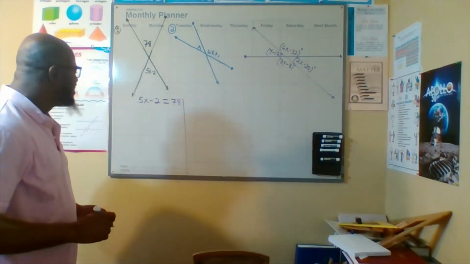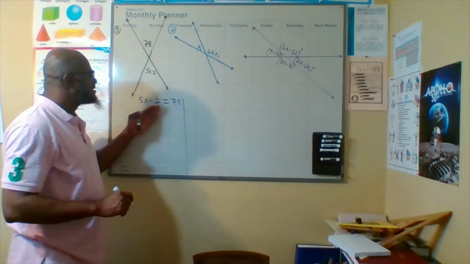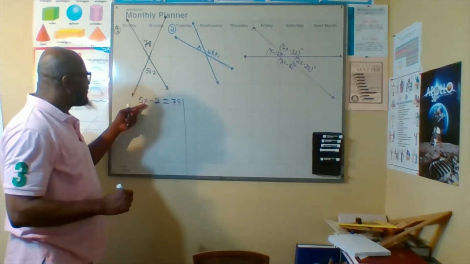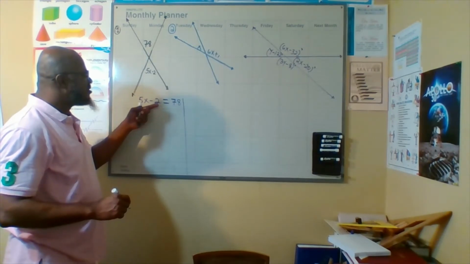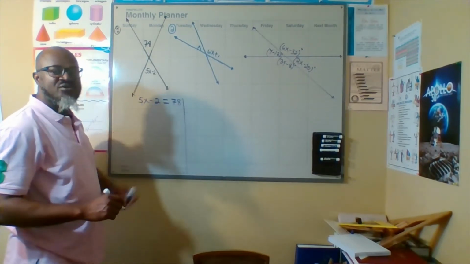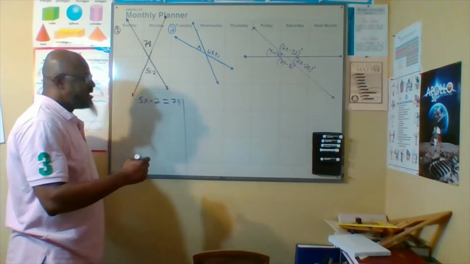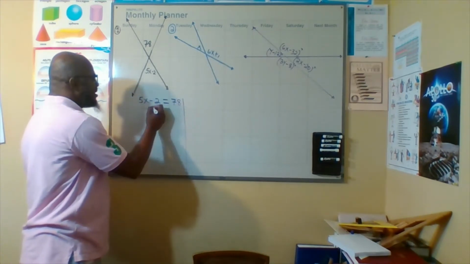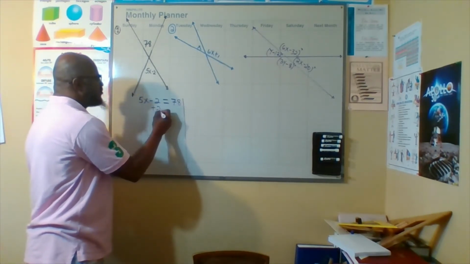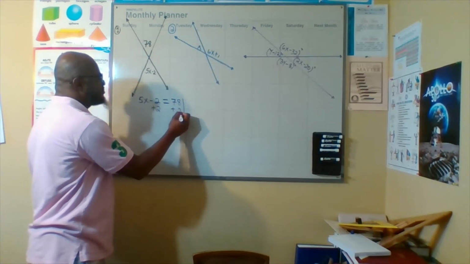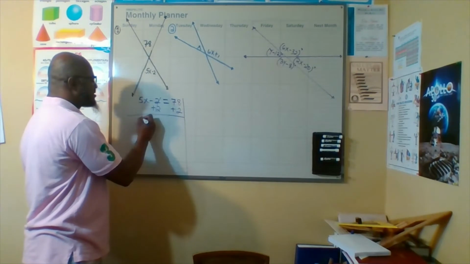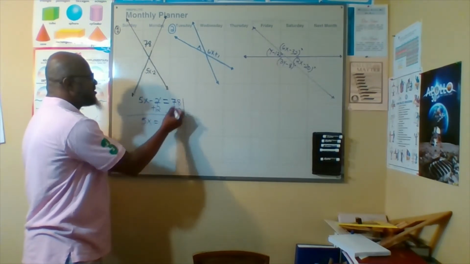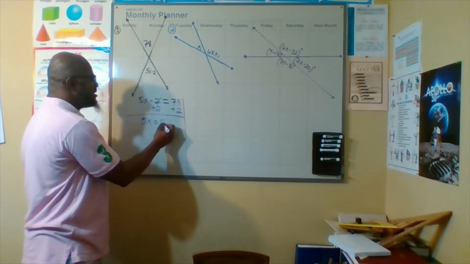In this case, our objective is to get x by itself. So we have a 5x, we have a negative 2 after the x, we have to get rid of it. In order to get rid of it, we have to do the opposite, the additive inverse. In this case, we'll add a positive 2 on each side. Then this will cancel, my friend. You will end up with 5x equals 78 plus 2. 78 plus 2 is 80.